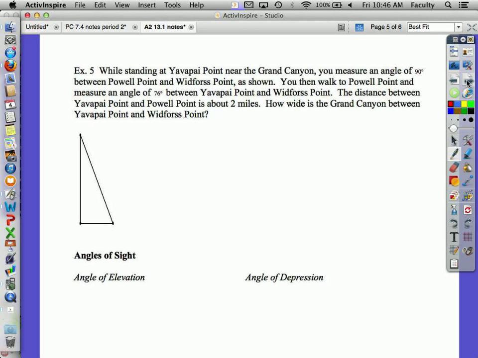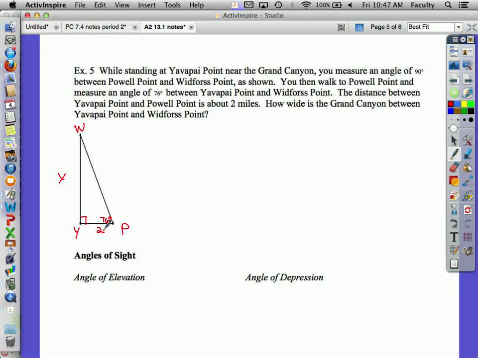All right, let's look at example 5, and I'm going to have you put some labels on here. The diagram was already given. It says, while standing at Yavapai Point near the Grand Canyon, you measure an angle of 90 degrees between Powell Point and Woodfirst Point as shown. You then walk to Powell Point and measure an angle of 76 degrees between the Y and the W. The distance between Yavapai Point and Powell Point is about 2 miles. It says, how wide is the Grand Canyon between these two places?